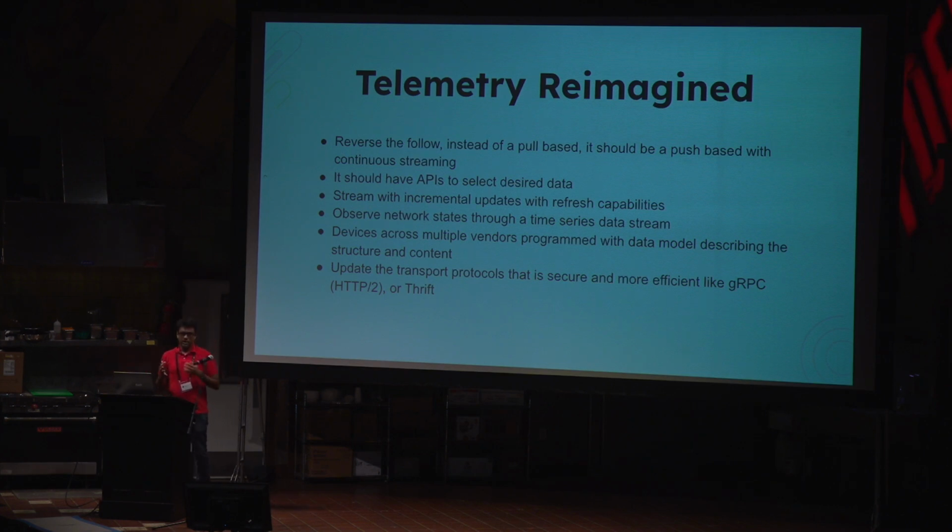For example, if I'm fetching CPU utilization from my monitoring, my request and response should not depend upon the platform or the vendor I'm using. And lastly, the underlying transport should be efficient and secure, like gRPC or Thrift. SNMP supports encryption, but it adds a lot of overhead since it's done in user space.